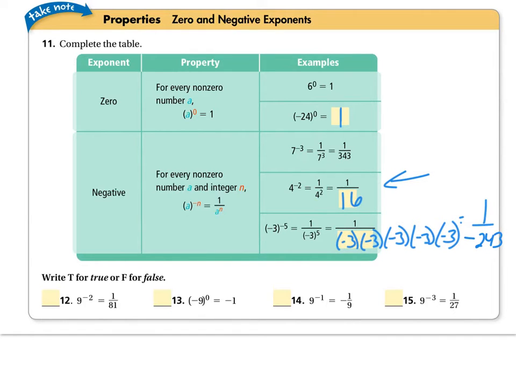12, well, the negative tells us denominator, and 9 squared is 81, so that's true. Anything raised to 0 power is 1, not negative 1. So that's going to be just 1. This negative does not make it negative here, so that's false as well. It would just make it 1 over 9. And the last one is true. Notice a negative exponent only means that the base goes in the denominator. It does not turn the value negative.